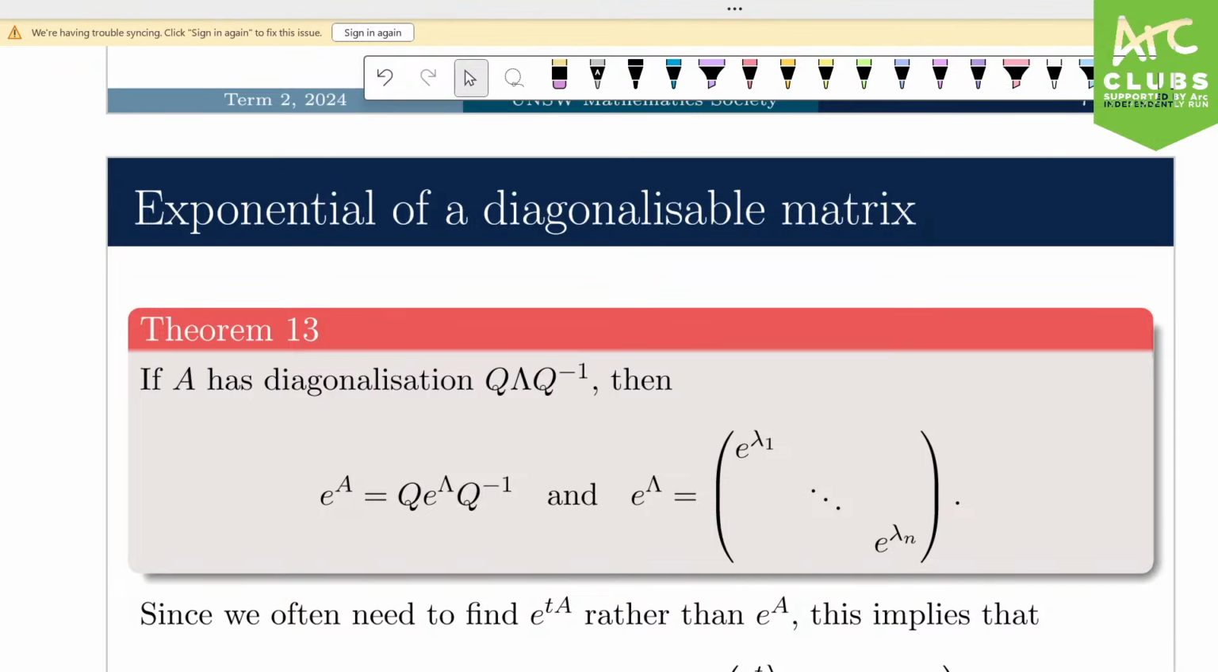So it's just going to be Q e to the t lambda. This is supposed to be a lambda here, so let me just change this. That is a capital lambda. e to the t lambda is Q e to the t lambda Q inverse, because it's diagonalizable.